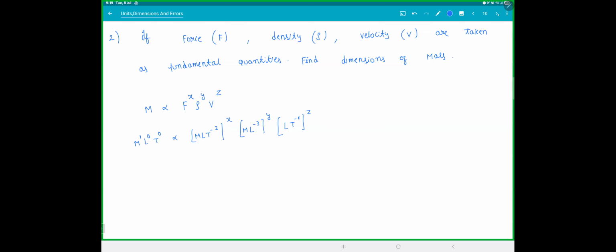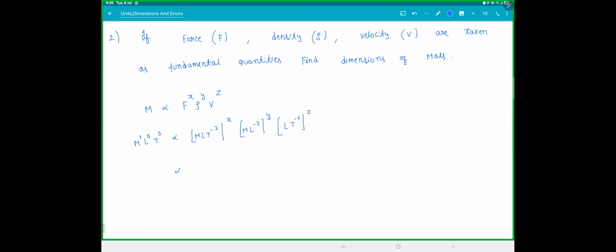F minus half, density minus half, I'm not sure about the answer. Let's see. Half and minus half, 3 by 2, minus half, minus 3, 1 by 2, 1 by 2, 1, 3 by 4, 1 by 4, minus 3. None of your answers, all have different answers. So let's check.